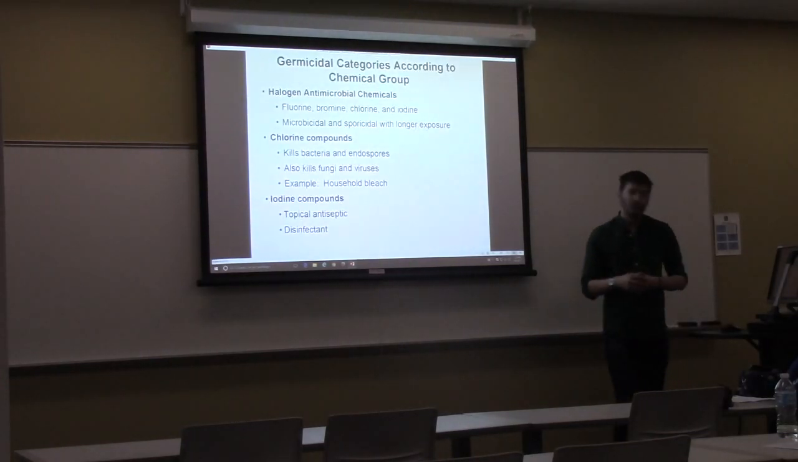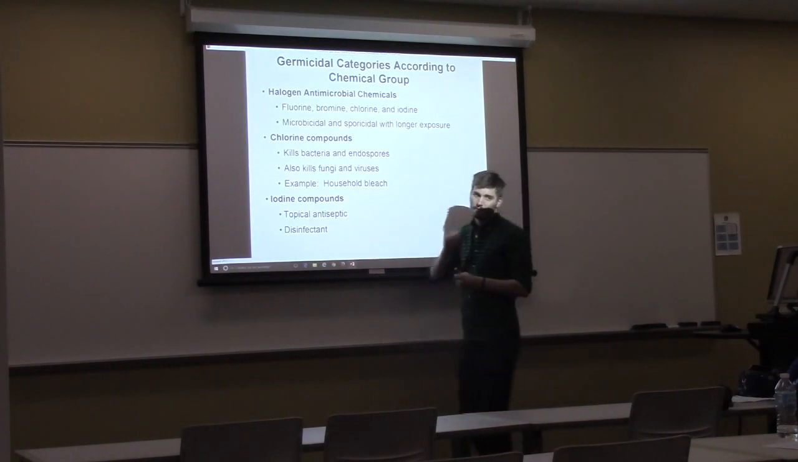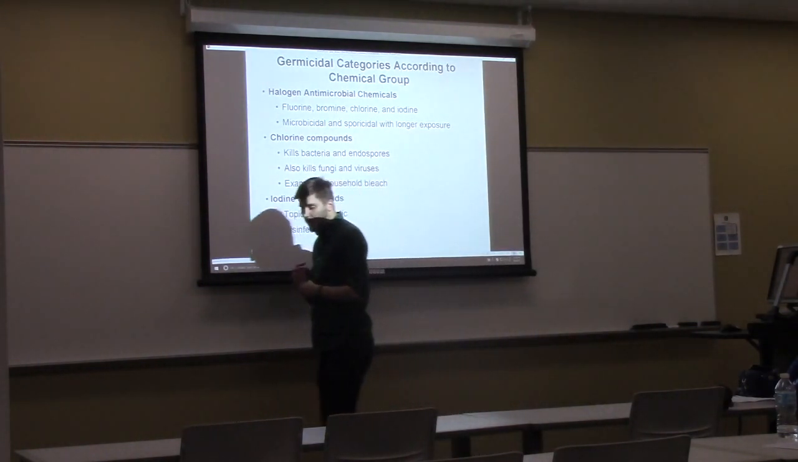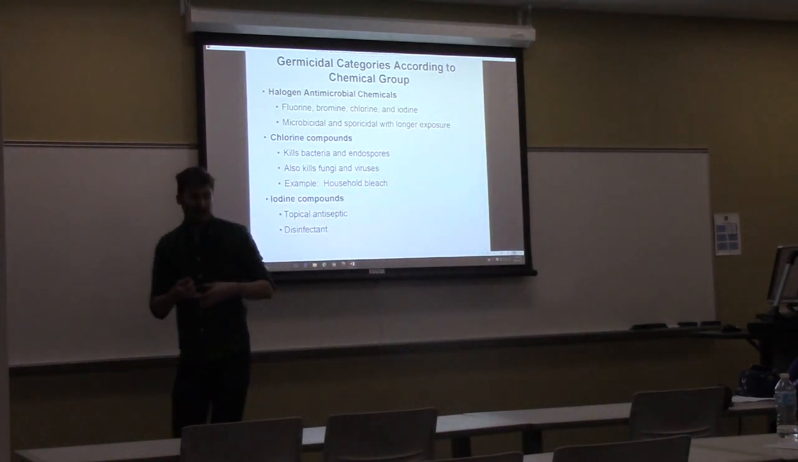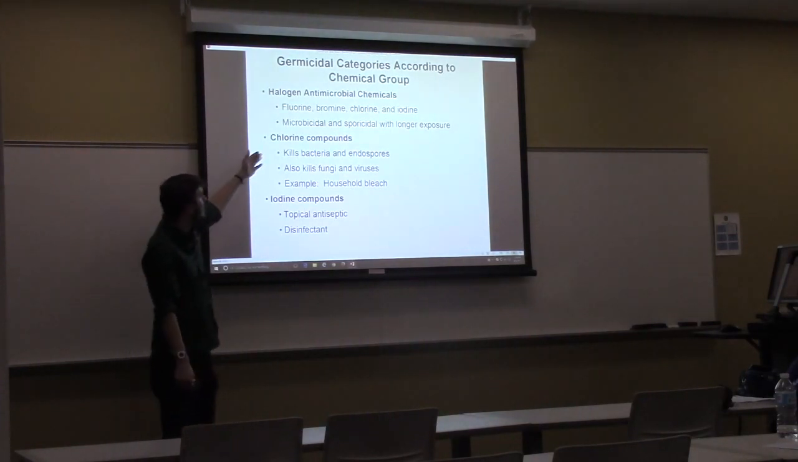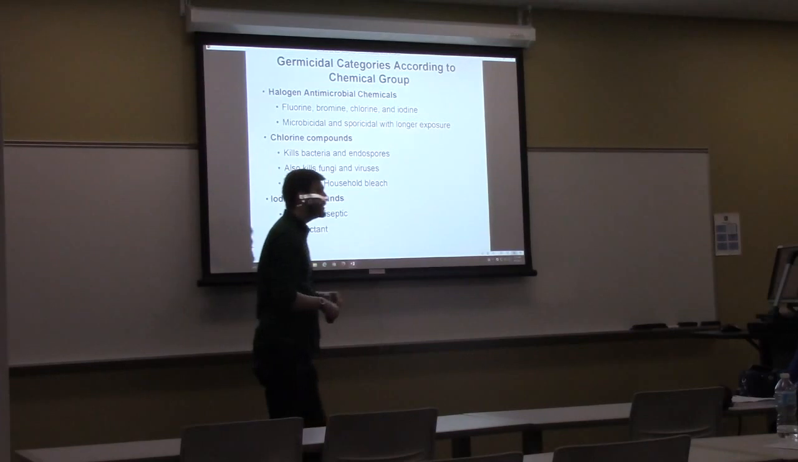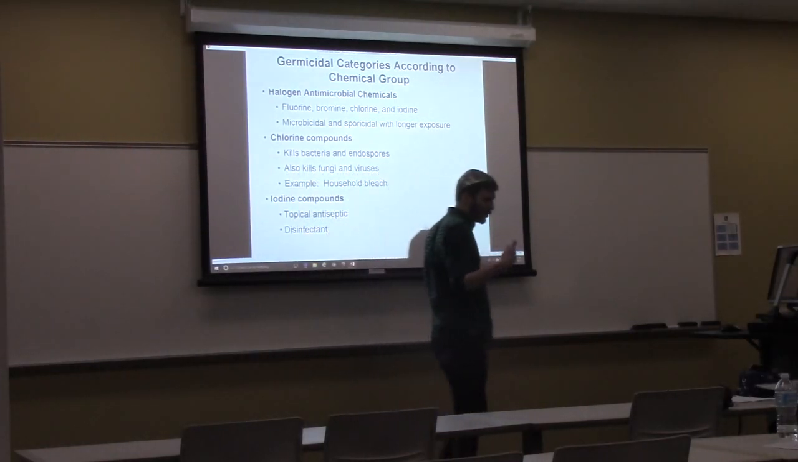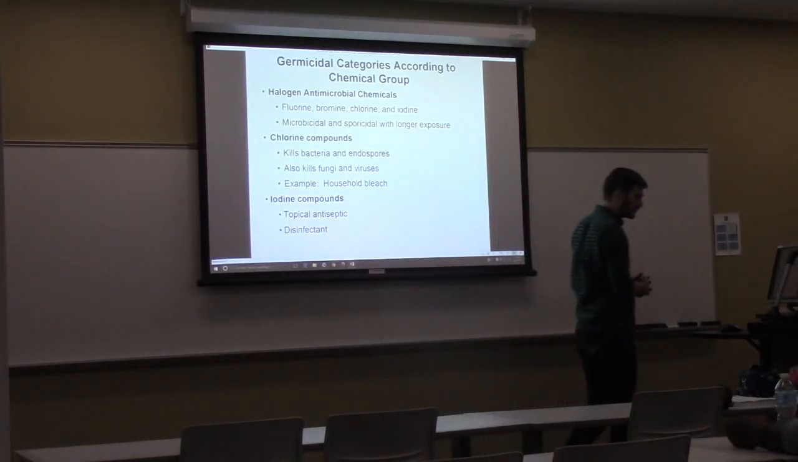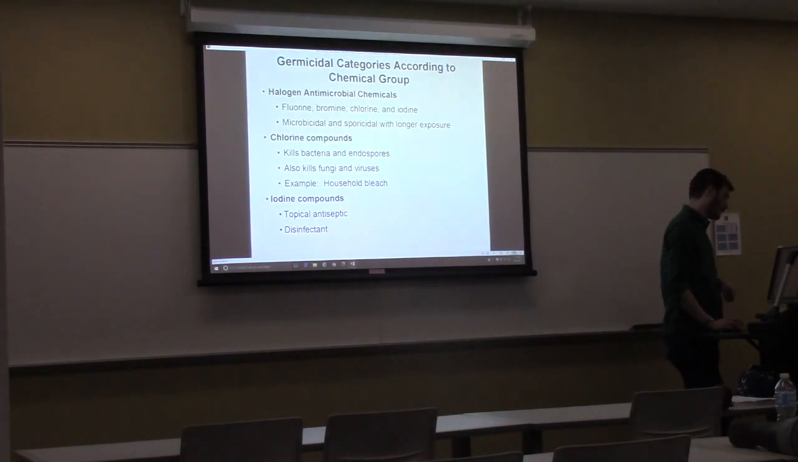So the first group of chemicals are halogens. Okay? Halogens are chemicals that have a halogen group associated with them. The two most common are going to be chlorine or iodine. Okay? These again work by disrupting protein function. Okay? Most of these chemicals are going to work in that way.